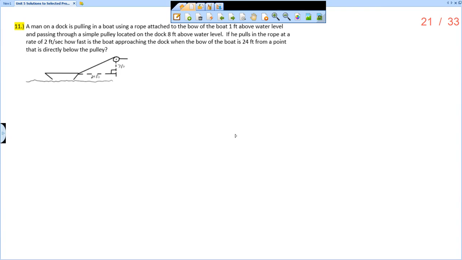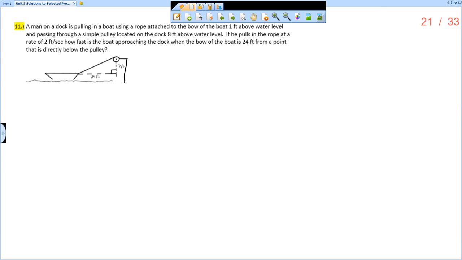A man on a dock is pulling in a boat using a rope attached to the bow of the boat, 1 foot above water level, and passing through a simple pulley located on the dock, 8 feet above water level. If he pulls the rope at a rate of 2 feet per second, how fast is the boat approaching the dock when the bow of the boat is 24 feet from a point that is directly below the pulley? All right, so I have it labeled a little bit.